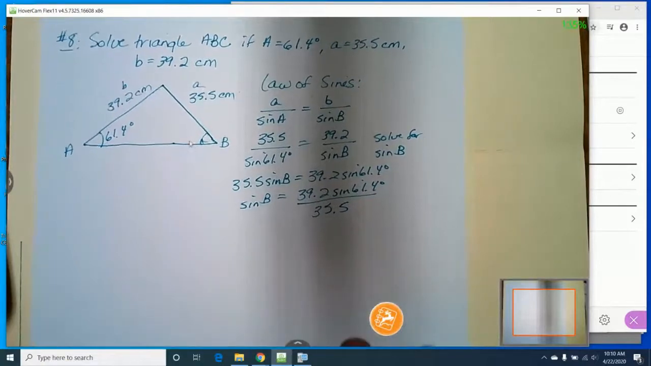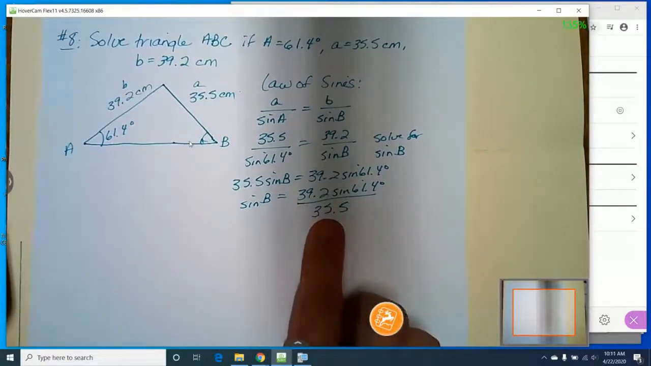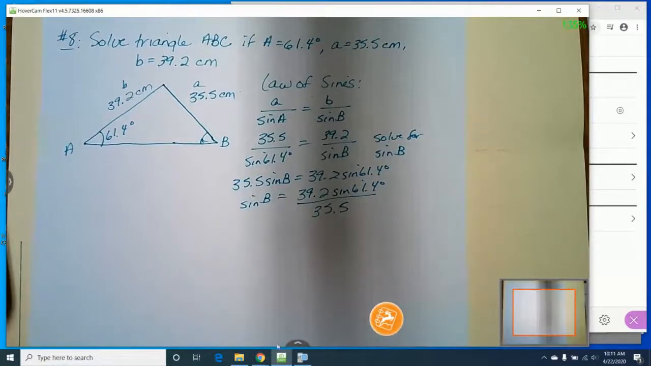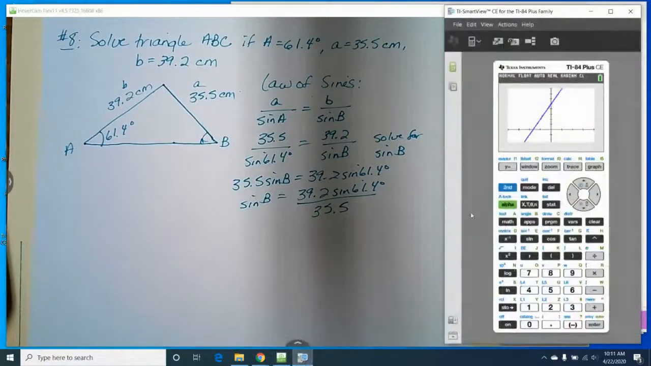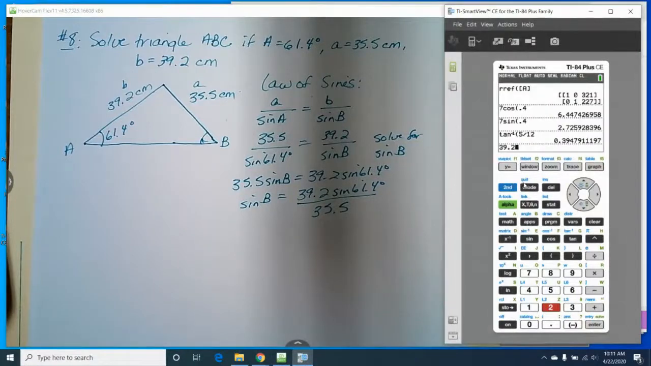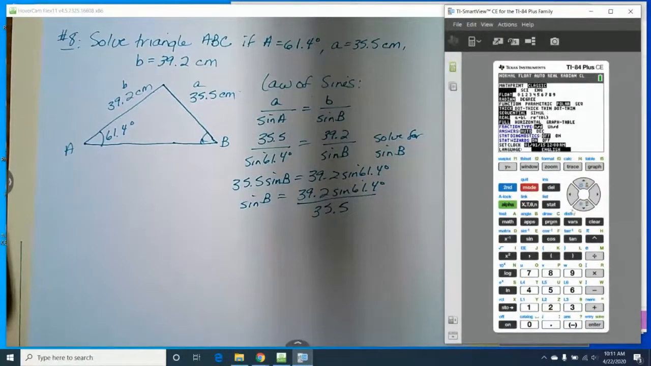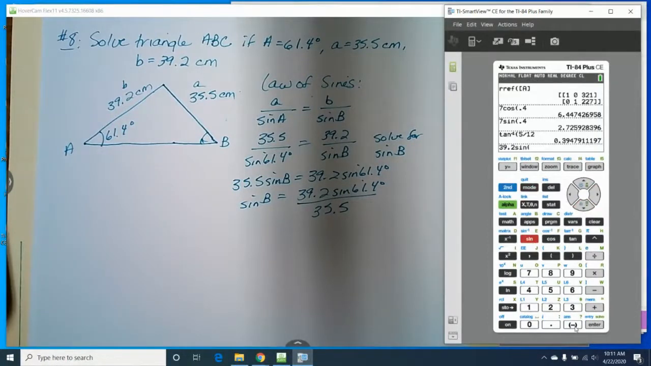Okay, and when I'm doing these, I usually just go ahead and write it out like this, and I put it all in my calculator at once. That way I don't have to worry about rounding. Oh, and I make sure my calculator's in degree mode. It's not, so now I can do the sine of 61.4. And with this, I just have to make sure and close the parentheses for the sine before I do the division part.